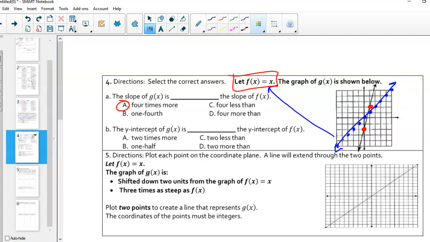The second question is comparing the y-intercepts. What's your y-intercept of the blue line? 0. What's your y-intercept of the red line? -2. So now we are comparing 0 and -2. What did we do to get from 0 to -2? We subtracted. For your y-intercepts, you're always going to add or subtract. For your slope, you're always going to multiply and divide.